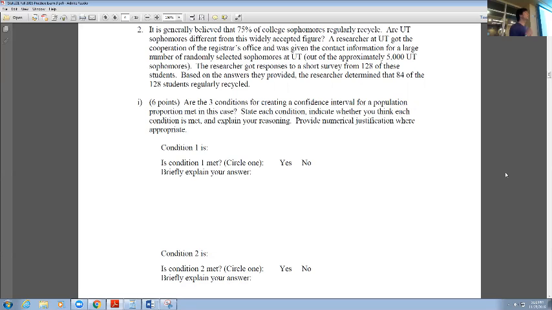So 10% condition, we must sample less than 10% and show that mathematically. Always show it mathematically. 128 is less than 10%. I believe it is 2.64%.